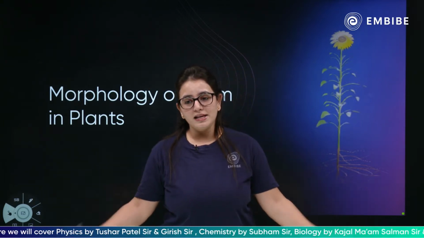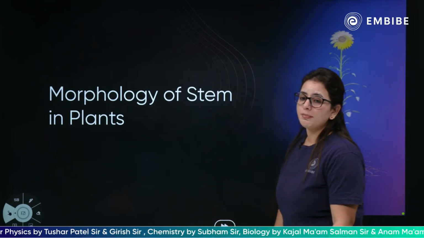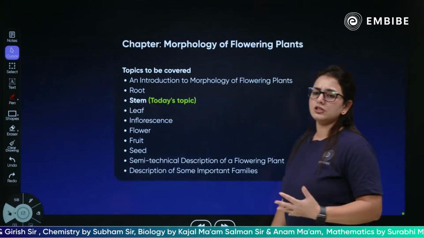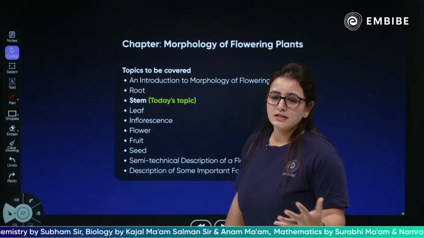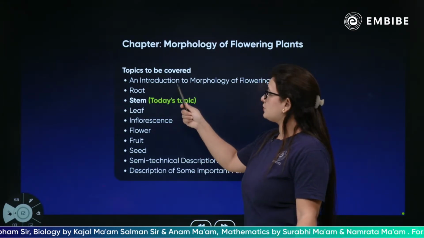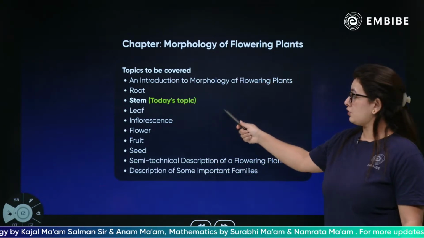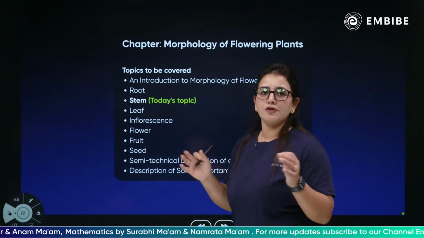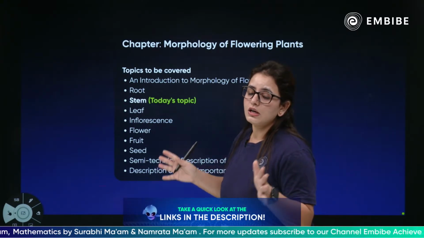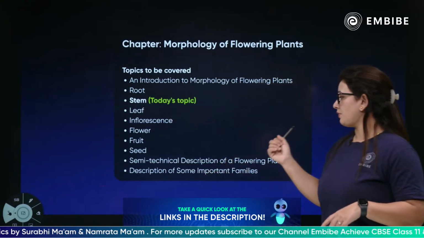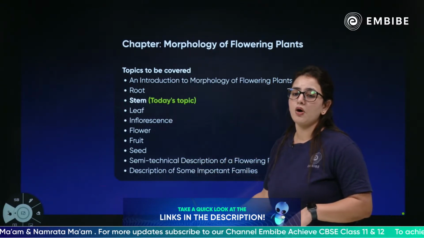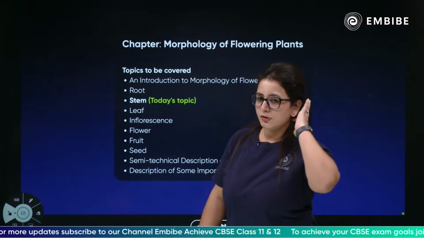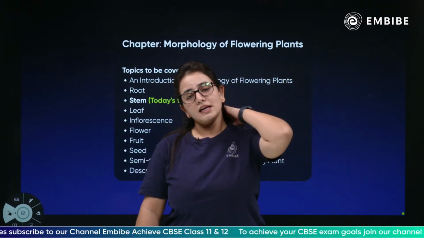So let's start today's session. Morphology of stem in flowering plants. Next we have the introduction. The topic to be discussed today is of course the stem. We have done the root, we have done the introduction, and the following topics will be discussed in the upcoming classes, which are related to the leaf, inflorescence, flower, fruit, seed, semi-technical description of some families, and of course some important families. Everything would be discussed in the upcoming sessions, and would be totally related to your examination.